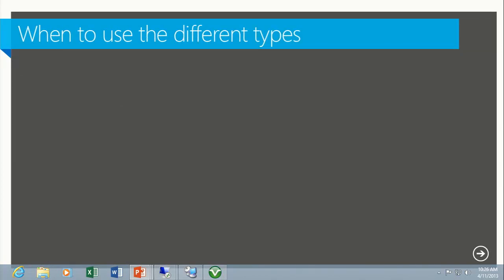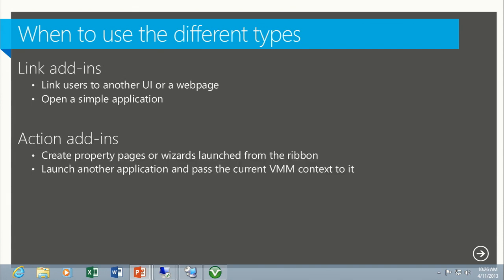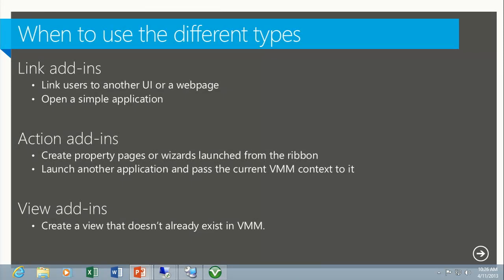There are different types, and you want to use them for different things, obviously. Link add-ins are really about just opening to a new UI or another web page, or opening simple applications. Action add-ins, I don't know if you remember from 5 minutes ago when I talked about wizards and property pages. This is the sort of add-in that you'd want to create for that. If you want to collect a bunch of information and then kick off a long-running task, you probably want to do it as an action add-in, or if you want to set some properties. And then view add-ins are really about creating these types of views that don't exist in VMM today.